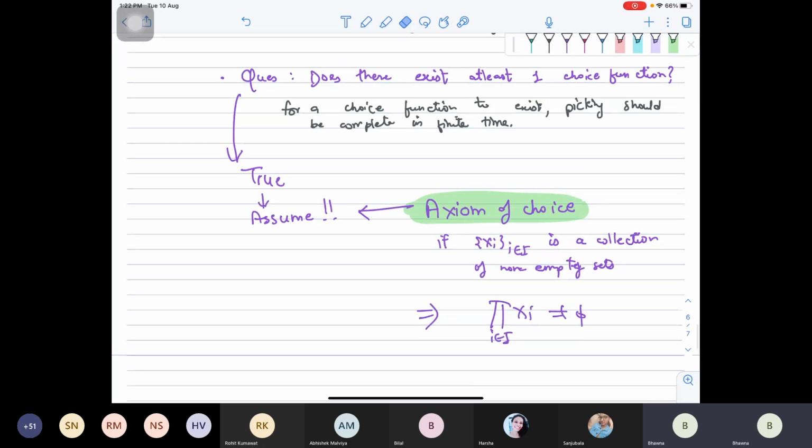So the axiom of choice is our assumption that this is true. There always exists a choice function. The axiom of choice is nothing but it says that it should be there. And the interesting part is that the axiom of choice is equivalent to Zorn's lemma. We cannot prove anything, but we can prove that one implies the other and the other implies this one. Okay, I think that's it for today's class.